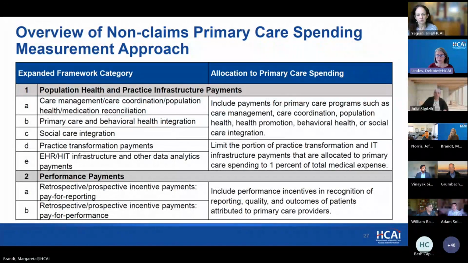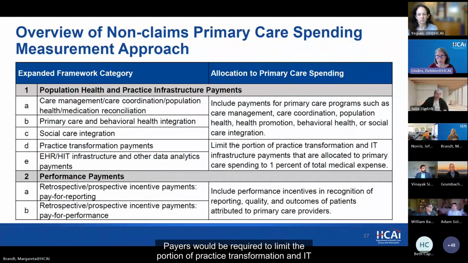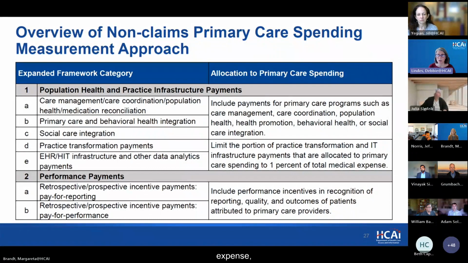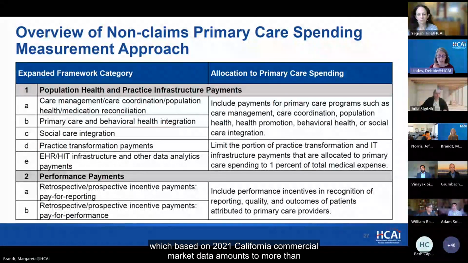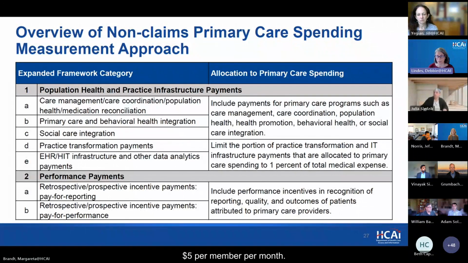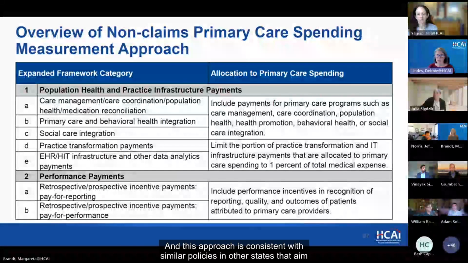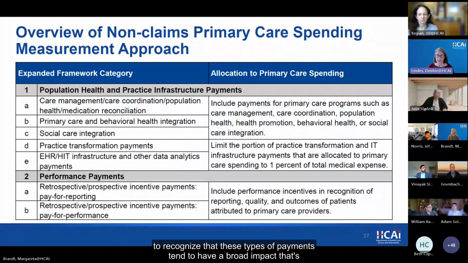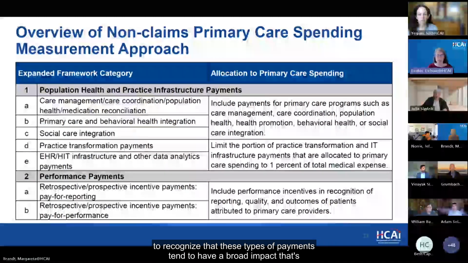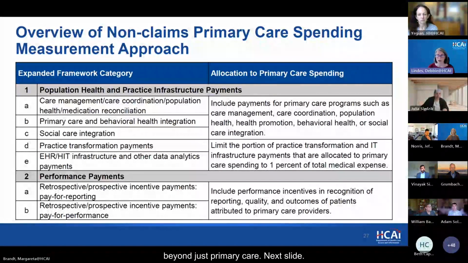Payers would be required to limit the portion of practice transformation and IT infrastructure payments that count as primary care to 1% of total medical expense, which based on 2021 California commercial market data amounts to more than $5 per member per month. And this approach is consistent with similar policies in other states that aim to recognize that these types of payments tend to have a broad impact that's beyond just primary care. Next slide.